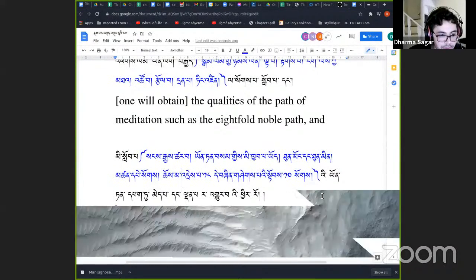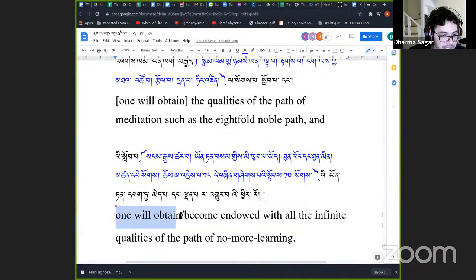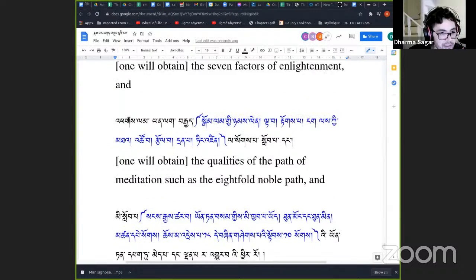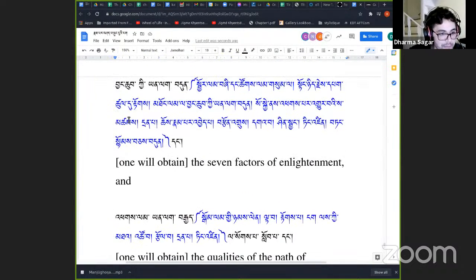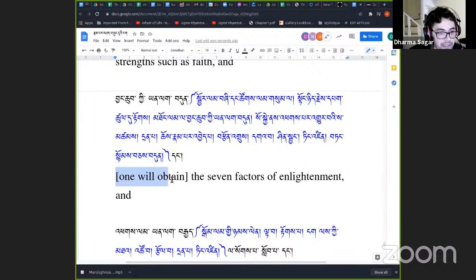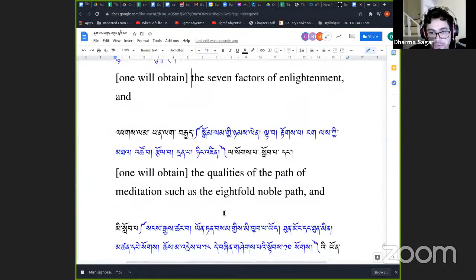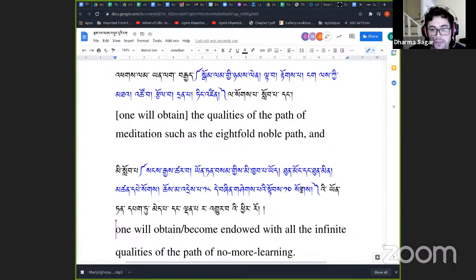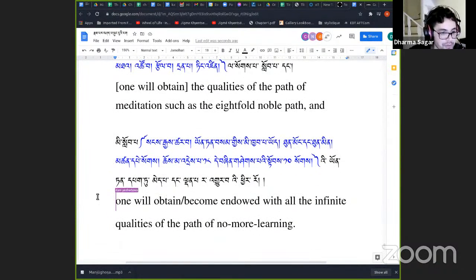Okay, yeah. So here at the very end, we have this "one will obtain," which is why it's not in brackets. But up there, in each of the elements of the enumeration, it is implied, it's not there. So maybe a solution when making the communicative version is to start the whole enumeration with "one will obtain, become endowed with," then the enumeration of these qualities. So we'll only have to put it once, just like in the source text.